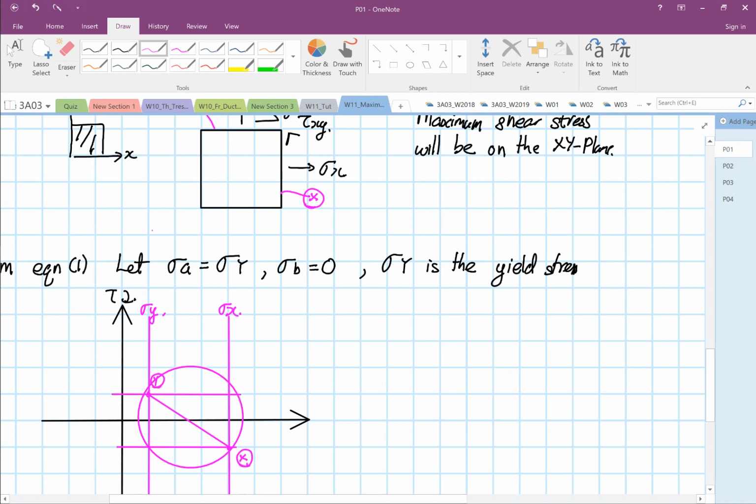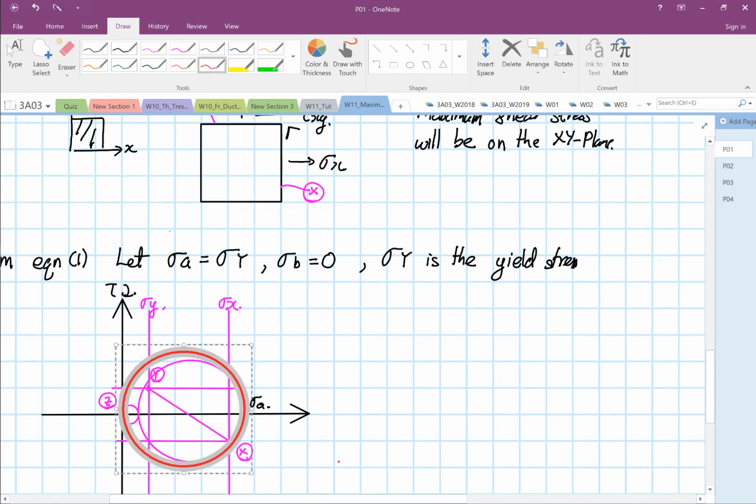From here, we know that this is our stress A, and this point over here will be our Z point, and this is the other circle. And then we have another circle coming in, which is our bigger circle. So this is our third circle.